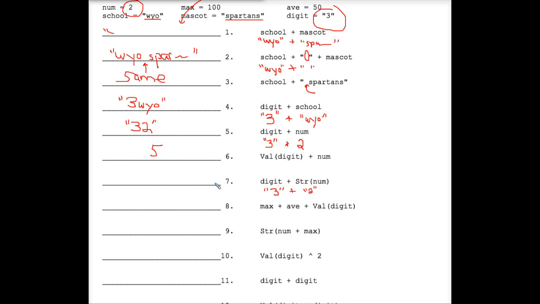Who has a brave answer for number 7, spoken out loud so that the video can hear you? 3 in quotes plus the number 2 in double quotes. What's the final answer here? Kanan? Yes, he didn't speak loudly, but I could hear him. He said 3-2 in double quotes. Very good. You will be famous for the rest of your high school career as being the guy who answered number 7 on String Expressions Worksheet number 1 in Minnick's class.